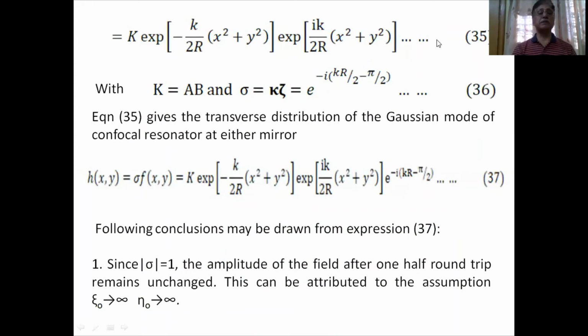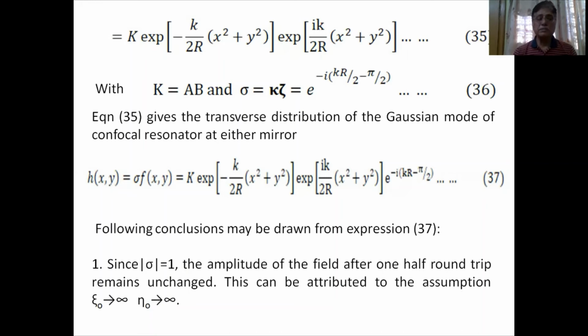Now this expression 30, and this is sigma. Expression 30 gives the transverse distribution of the Gaussian mode of confocal resonator at either mirror. And we can finally write down h(x,y) is equal to sigma f(x,y) is equal to K exponential minus k by 2r (x square plus y square) exponential i k by 2r (x square plus y square) exponential minus i (kr minus pi by 2).